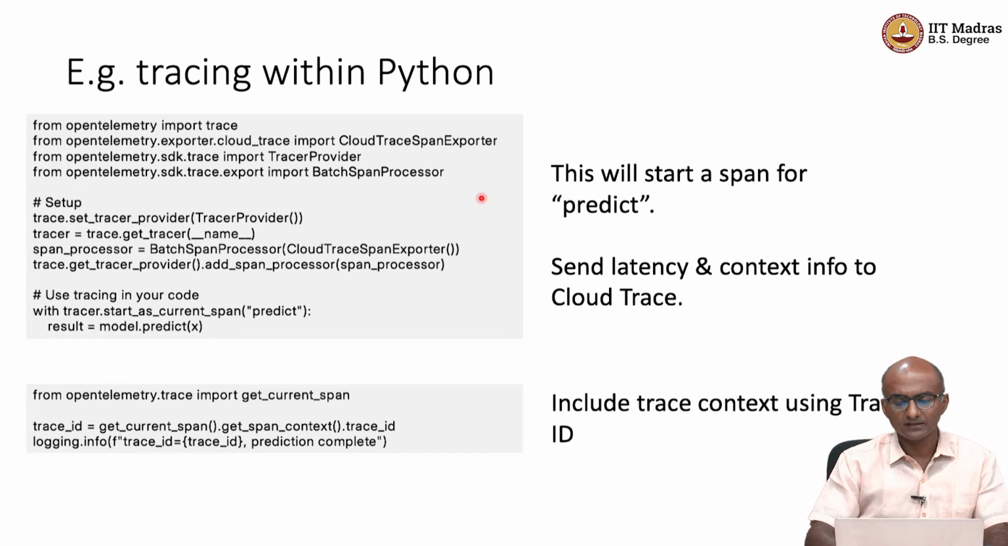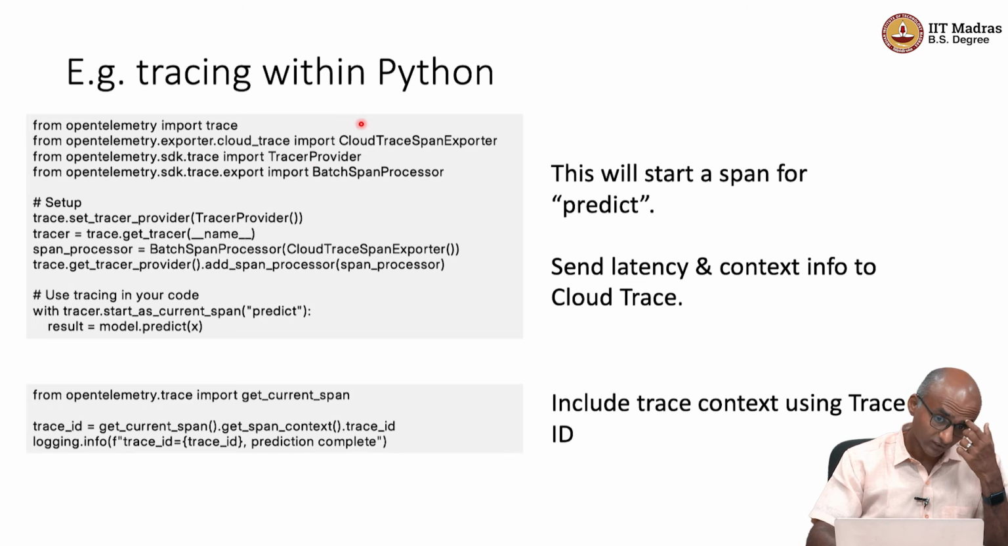So the tracing that you can do with Python, for instance, you can use OpenTelemetry for it. So in OpenTelemetry, apart from the core SDKs themselves, there is something called the Cloud Trace Span Exporter. And when you bring this in, you create a brand new span, right? And that span is going to be used over the predict function, right? And as part of that, you send the latency and the context info.